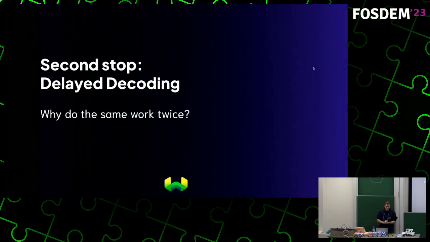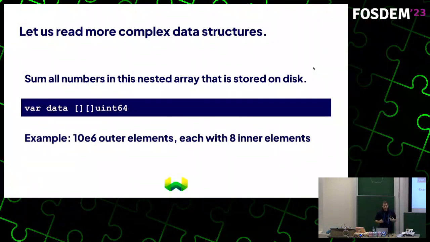Okay, so second step, delayed decoding. This is the idea that we wouldn't want to do the same work twice. And we're sticking with our example of serving data from disk. But the number example was a bit too simple, so let's make it slightly more complex. We have this nested array here, basically a slice of uint64. And that's now representative of a more complex object in your database.